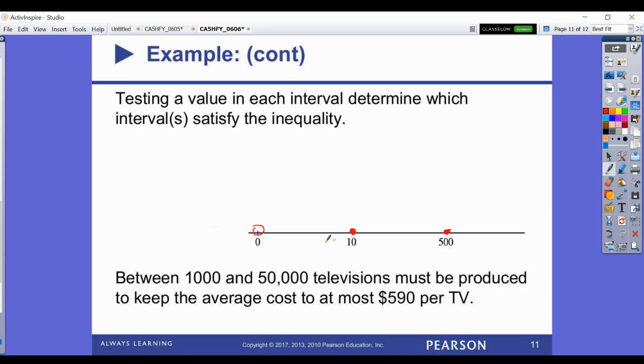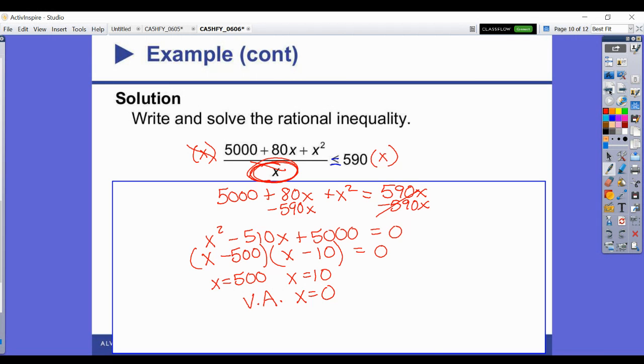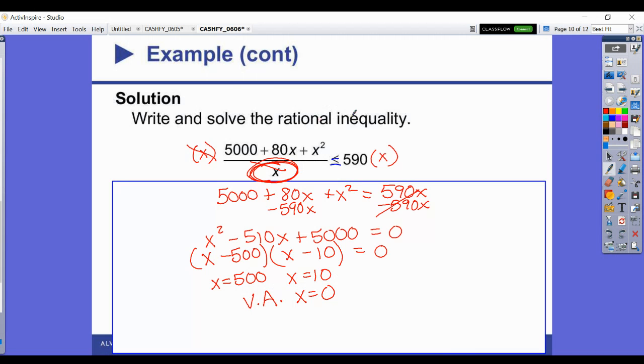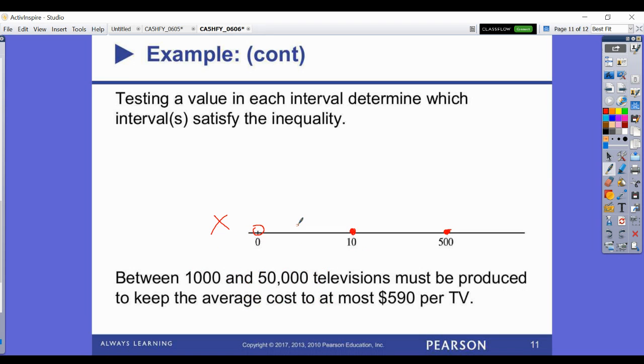Now, pick numbers in between all these things to check. Are we ever going to have negative? We can start with that. Are you going to have a negative number of TVs? No. So for this problem, we don't even need to check over here. That's fine. Between 0 and 10, pick a number between 0 and 10. I like to use 1 because it's nice and easy. And plug in a 1. And you get 5,000 plus 80 plus 1. And is that less than or equal to 590? No, it's a huge number. So this area right here is false. I like to put false.